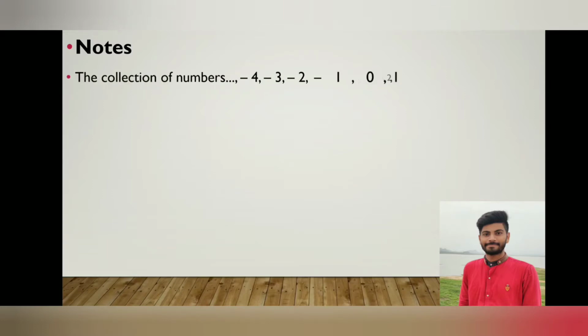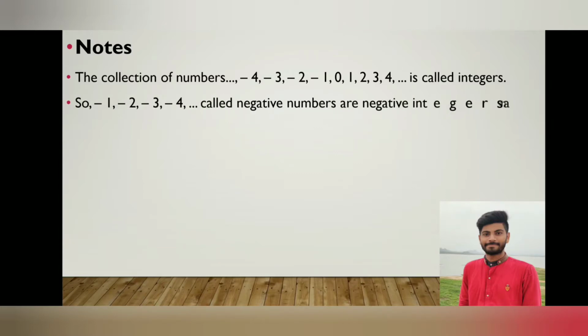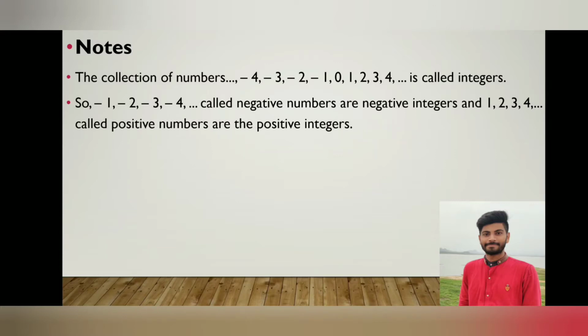First of all, what is the integers? Integers is the collection of negative numbers, 0 and positive numbers, and this all collection of negative numbers, 0 and positive numbers is called integers. In integers, first of all, the negative numbers are there, that are -1, -2, -3, -4 and up to infinity. These negative numbers are called negative integers. Similarly, 1, 2, 3, 4 up to infinity, these positive numbers are called positive integers.